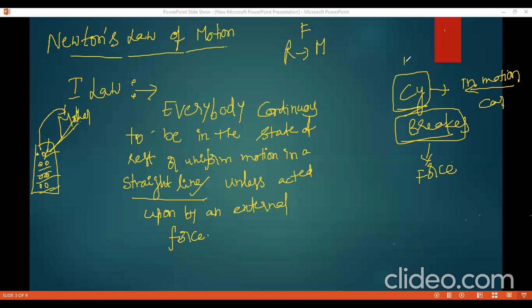State of the cycle is motion. Okay, motion. What happens when you apply a brake? What happens to the cycle? Because of motion, it converts into rest, right? Yes, motion to rest, uniform motion to rest.